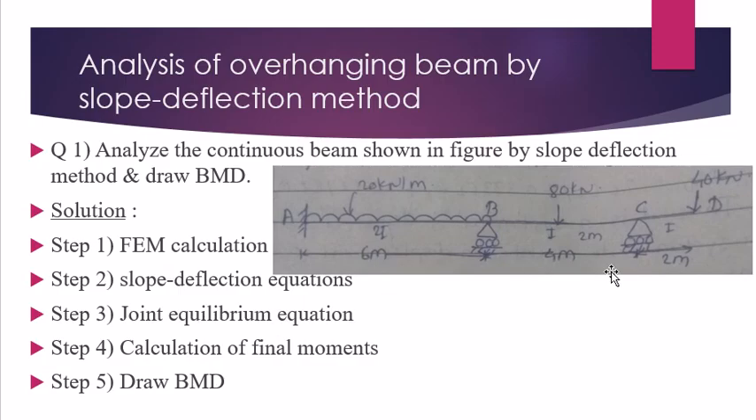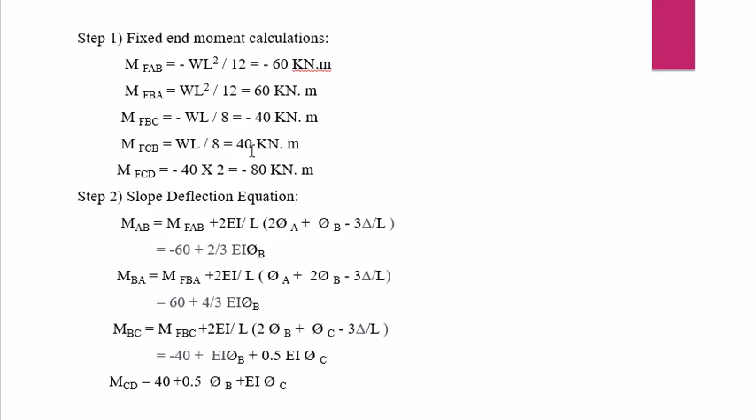Similarly for BC, a central point load is acting on the span BC, which is 2 meters from the B and C supports respectively. The 80 kilonewton load is there and the span is 4 meters. According to that, minus WL by 8, which is equal to 40 kilonewton meter.